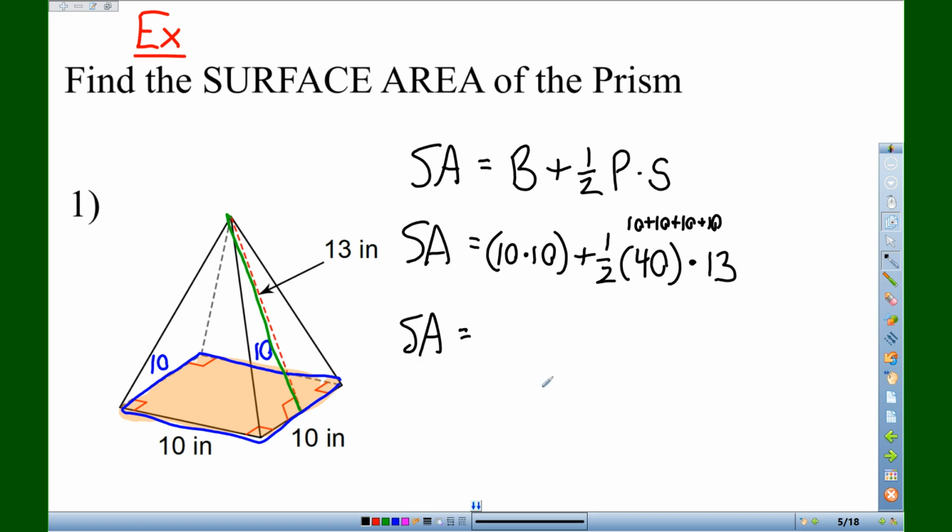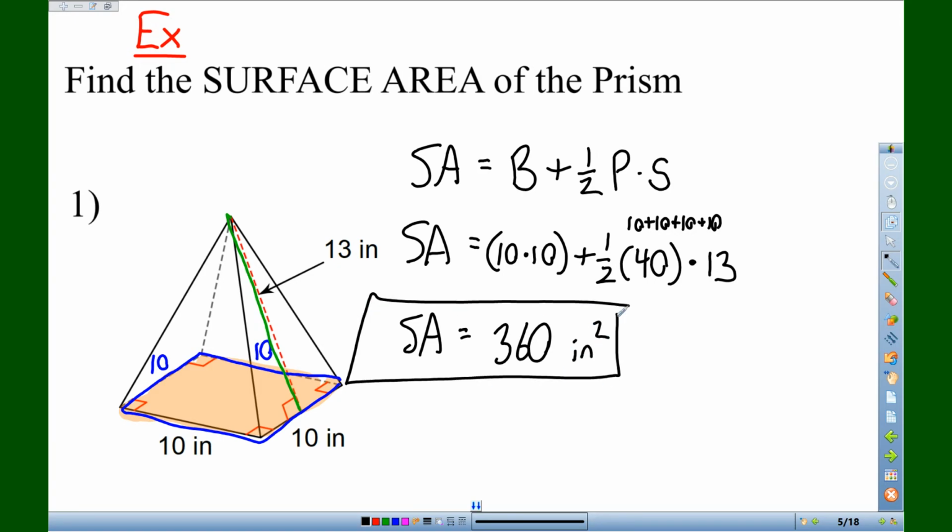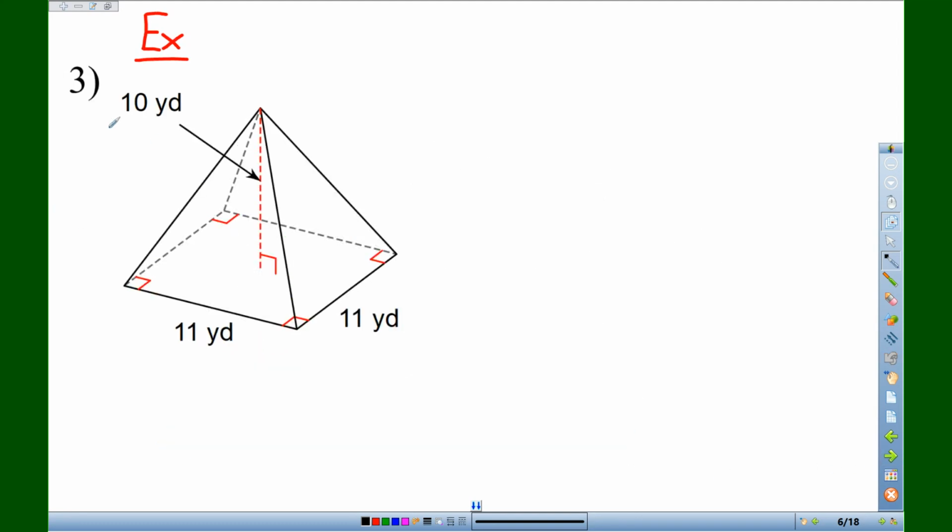Okay, so I am getting 360. Okay, we're still doing area. It's still in units squared. Okay, so for now, let's skip past number 2 and let's take a look at number 3.